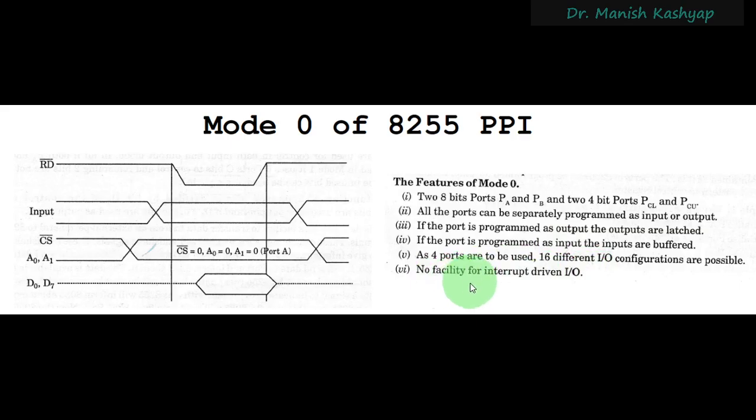So obviously in mode number 0, we do not have any facility for handshaking. So this interrupt is obviously not there. No facility for interrupt driven IO is there. And now this is the timing diagram.